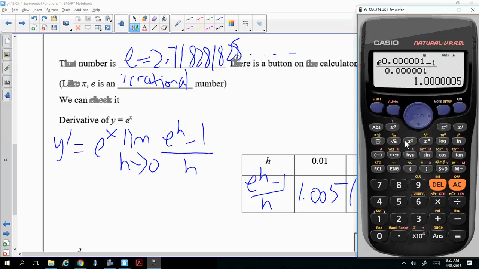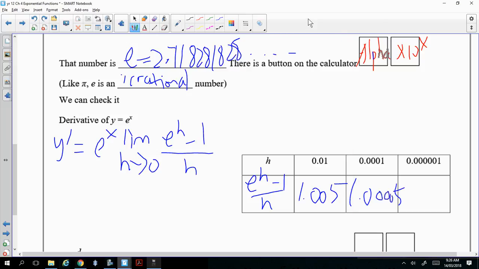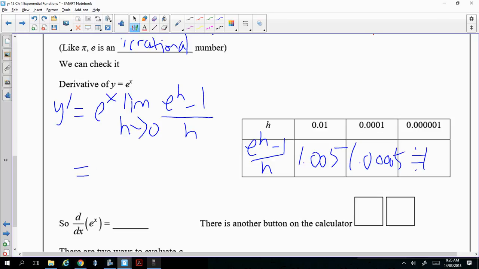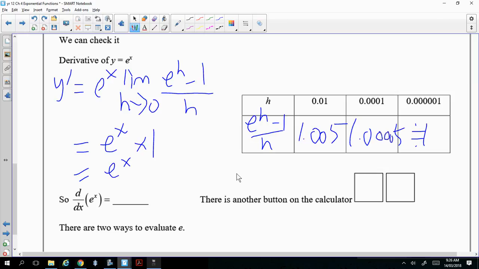So this is going to be e to the power x times 1, which is e to the power x. So now we discover a new number that will make differentiating exponentials easy. If you differentiate e to the power x, we're going to get e to the power x. So that's where the number e comes from, because the derivative is simple and doesn't have a constant there.